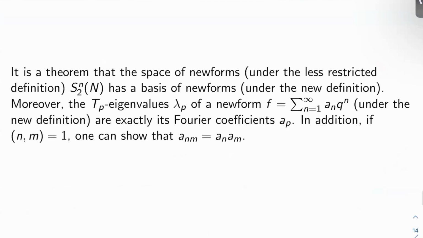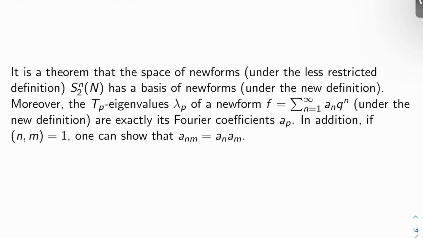Okay, some basic properties of newforms you just want to keep in mind. The space of newforms under the less restricted definition, S_2(N) with the superscript "new", has a basis of newforms under this more restrictive definition of newforms. So that's one theorem. This is covered in Diamond and Shurman. I think the DDT notes also talk about it.